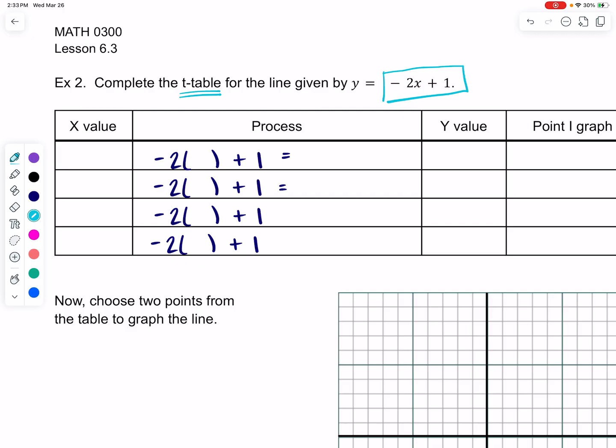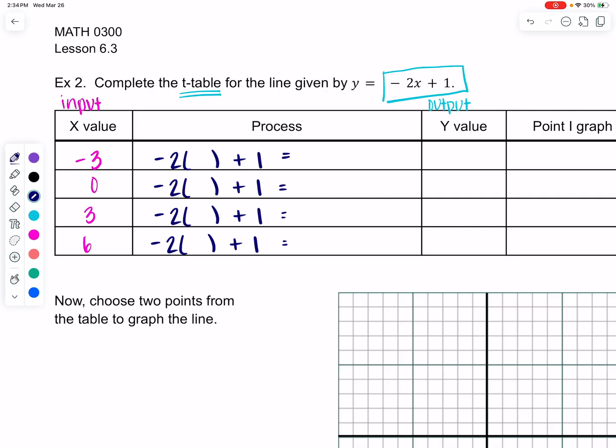Our x values are generally what we call our input values, and our y's are generally our output values. So I'm going to pick some x's. It doesn't really matter what we pick. Usually when we graph a line, we try to graph at least 3, maybe 4 points. So I'm going to do -3, 0, 3, and 6. Do I have to pick those? No, I could pick totally different points and it would all be fine.